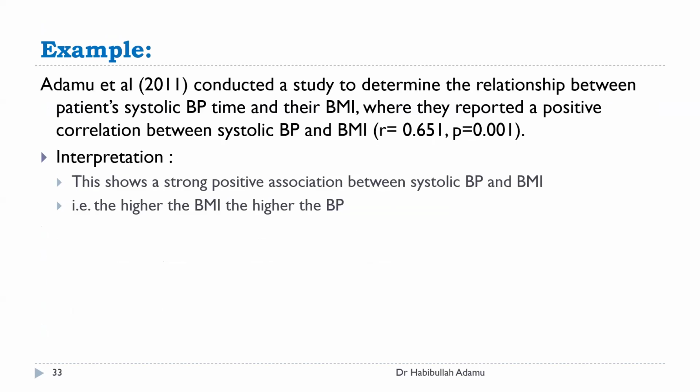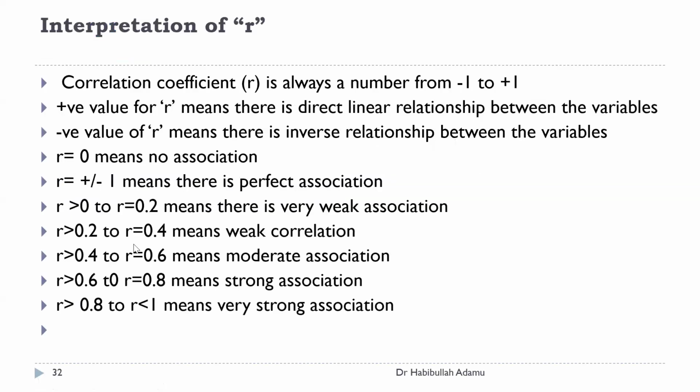So, for example, if you look at this example, they say Adamu et al. conducted a study to determine the relationship between patients' systolic blood pressure and their BMI, and they reported a positive correlation between blood pressure and BMI, R equal to 0.651. So this shows that what? There is a strong positive association. Why? Because it falls, we said, between 0.6 and 0.8.